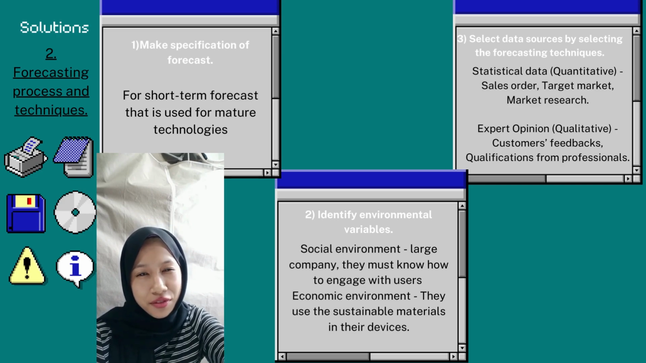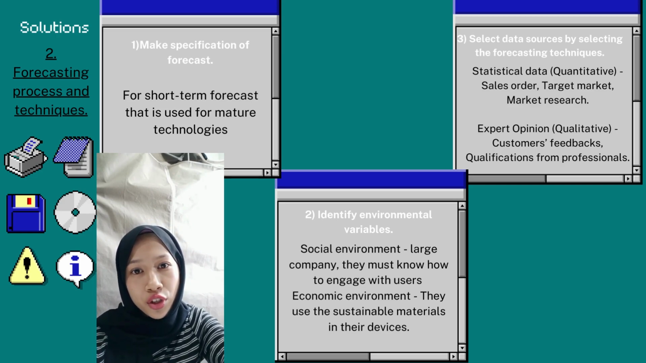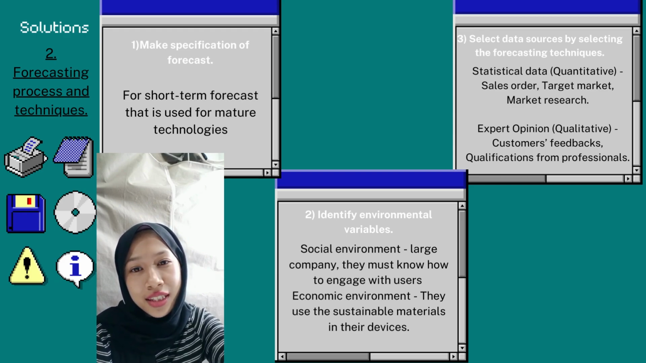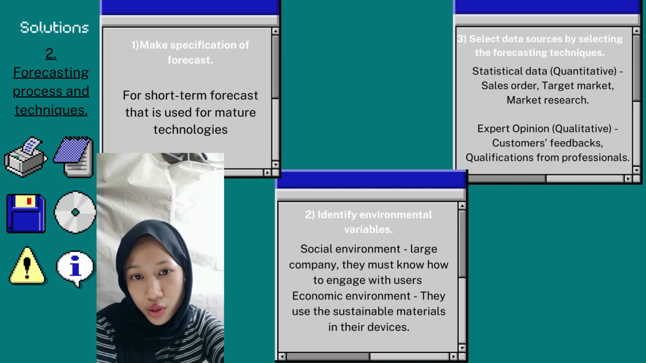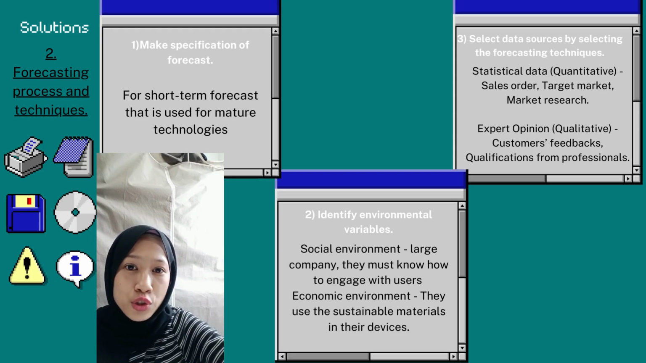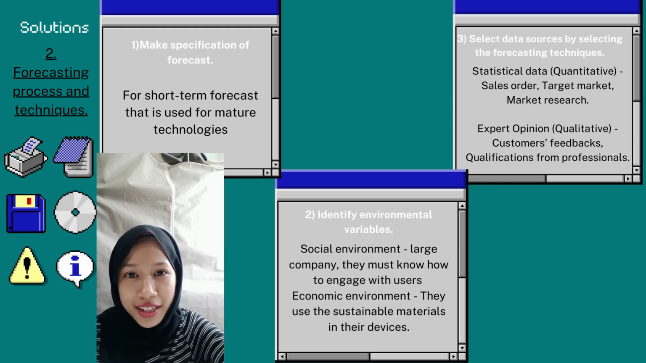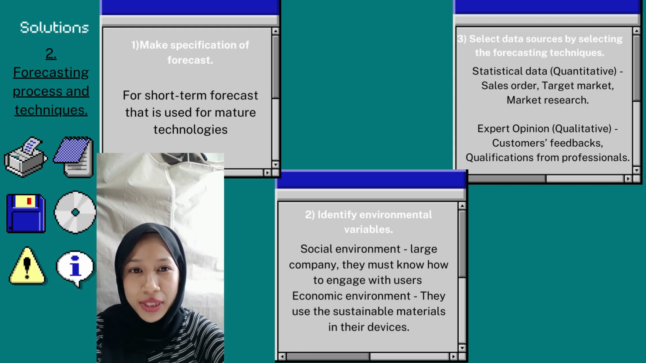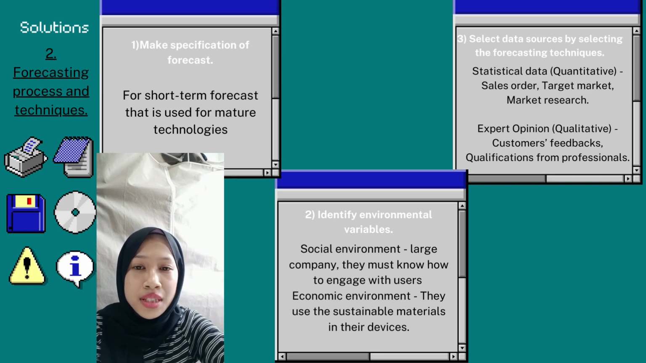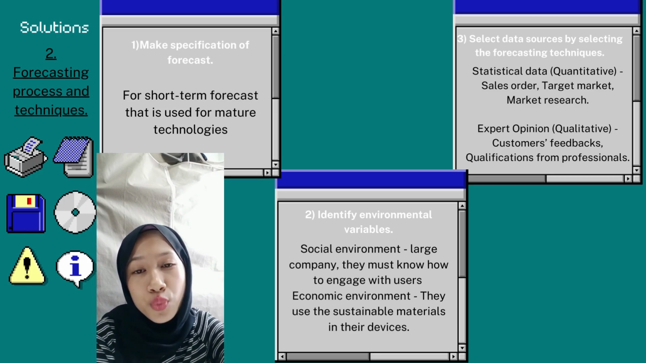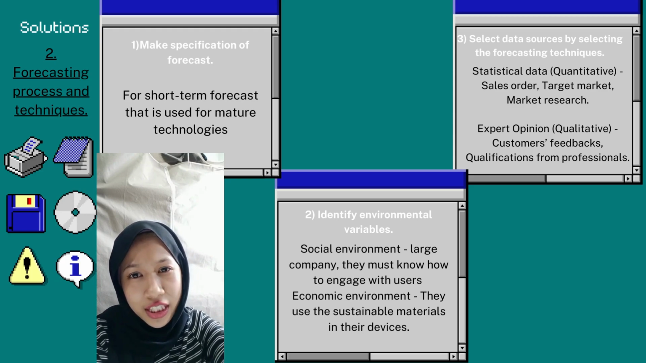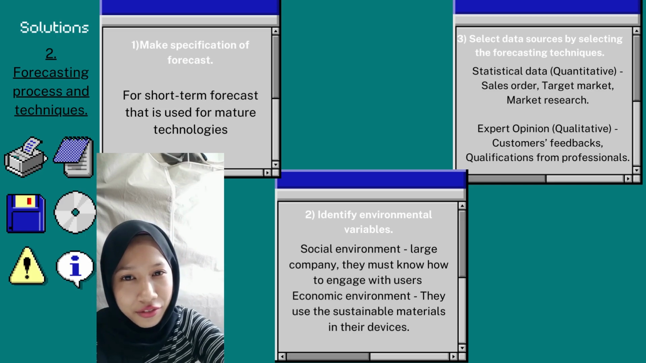Firstly is to make a specification of forecast, which is a short-term forecast used for mature technologies like TouchSmart that started in 2007 and is still relevant in stores. Secondly is to identify environmental variables. I choose two, which are social environment and economic environment. In social environment, they must know how to engage with users, who are also their customers as a large company. It is one way to build customer loyalty. Then, economic environment. They use sustainable materials in their devices.